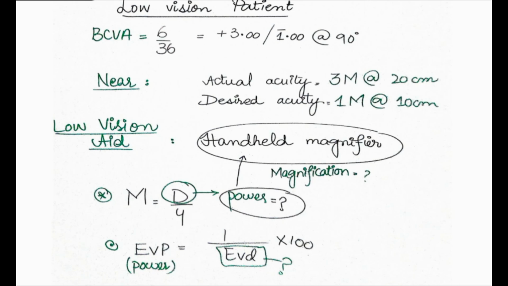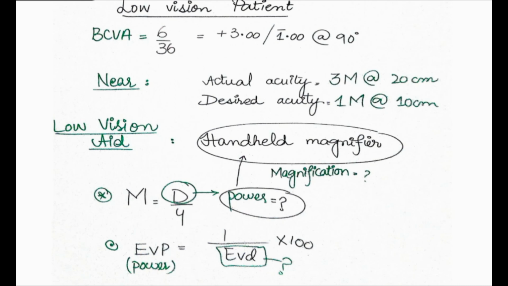So by these steps we come to know whether the patient requires a +3 or +2 convex lens. The same is the case for low vision aids. If you are prescribing a handheld magnifier, you just cannot say, "Okay, Mr. X, you can buy a handheld magnifier from any optical shop and use that." No, you have to explain and tell the patient that you need a handheld magnifier of this magnification so that you can read at a distance of 10 centimeters, right? So explain the thing to the patient, and you should know how much magnification the patient requires for his near task.